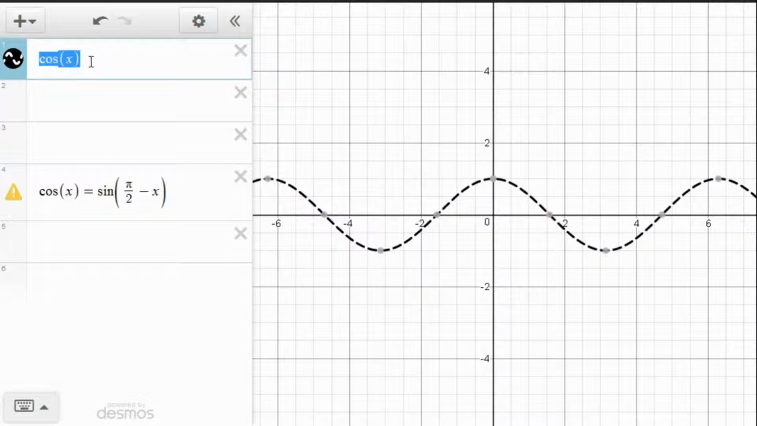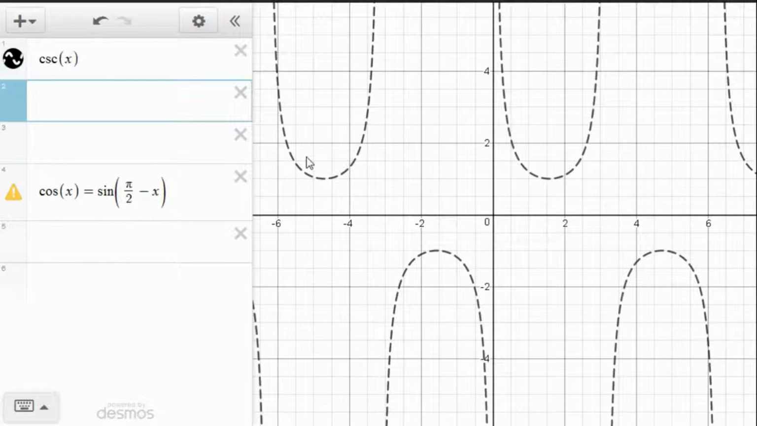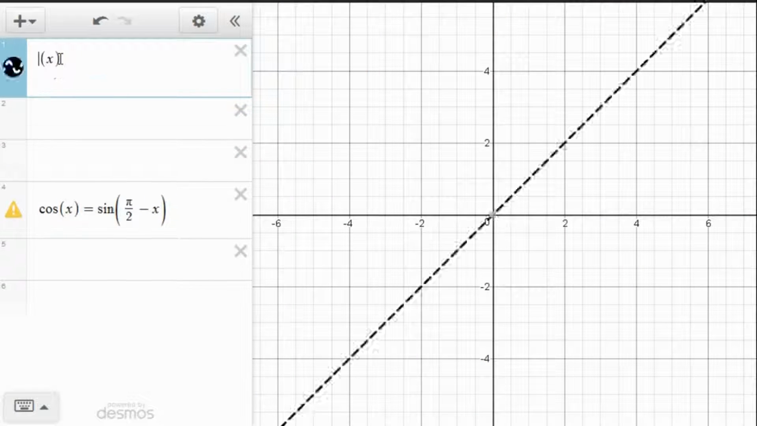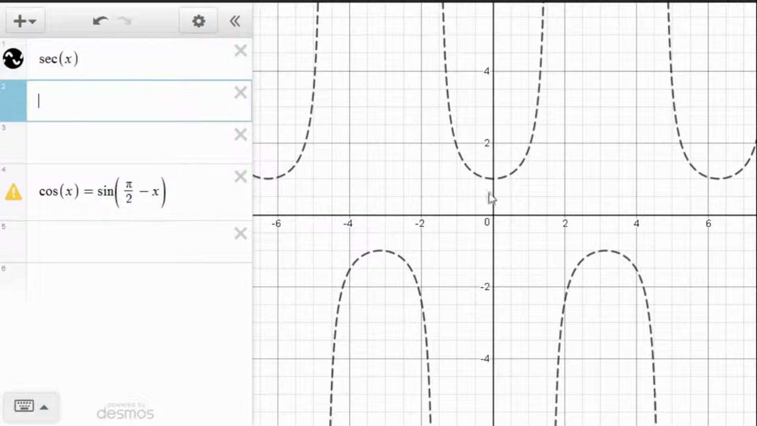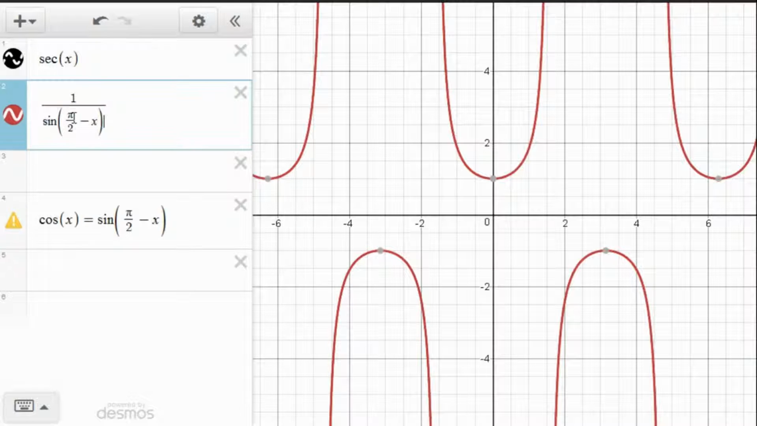So the next function that we want to turn our attention to is cosecant of x. This one should be easy, and it has this graph here, because cosecant is defined as simply being 1 over the sine of x. You see that that is exactly the same curve. So that one was easy. Let's now do secant of x, which has this graph. So secant is defined as being 1 divided by cosine of x. And of course at this point we could just sub in with our formula from before. So 1 over sine of pi over 2 minus x, and we get the graph for secant.